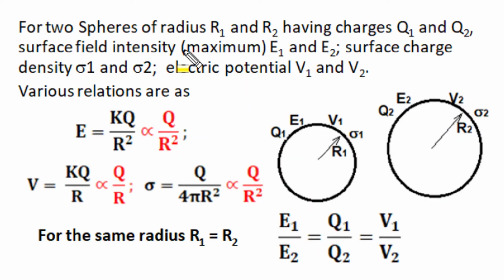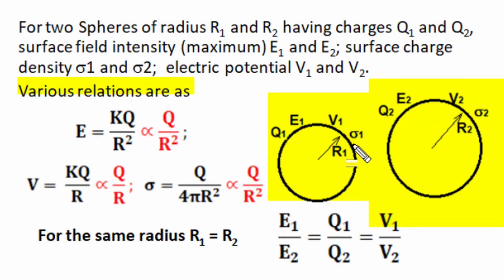Let's start. In these ratio calculation problems, we are given two charged conductor spheres of radius r1 and radius r2 having surface charge q1 and q2, surface electric field intensity E1 and E2, and surface potential and surface charge density respectively V1, sigma 1 on the r1 radius sphere and V2, sigma 2 on the sphere of radius r2. For ratio calculation or comparison, we have to use various relations.